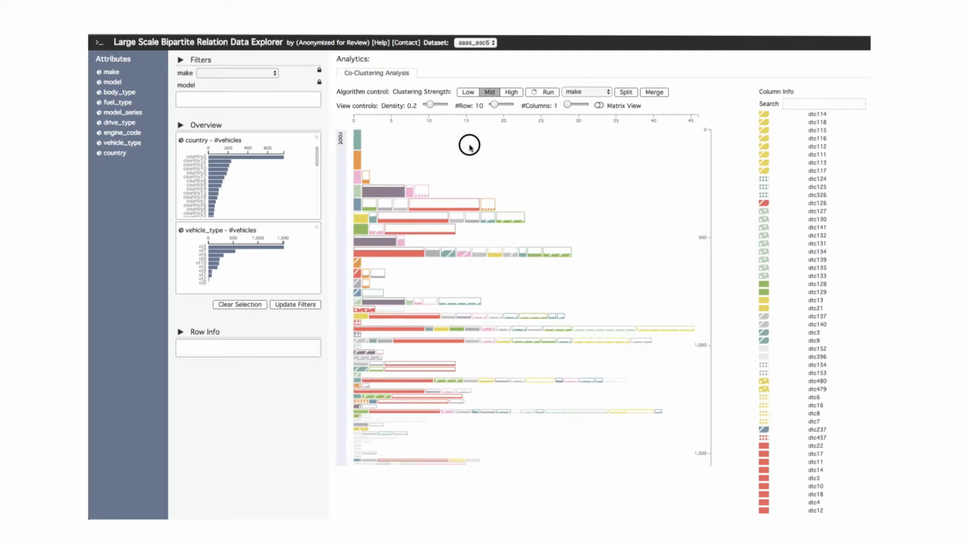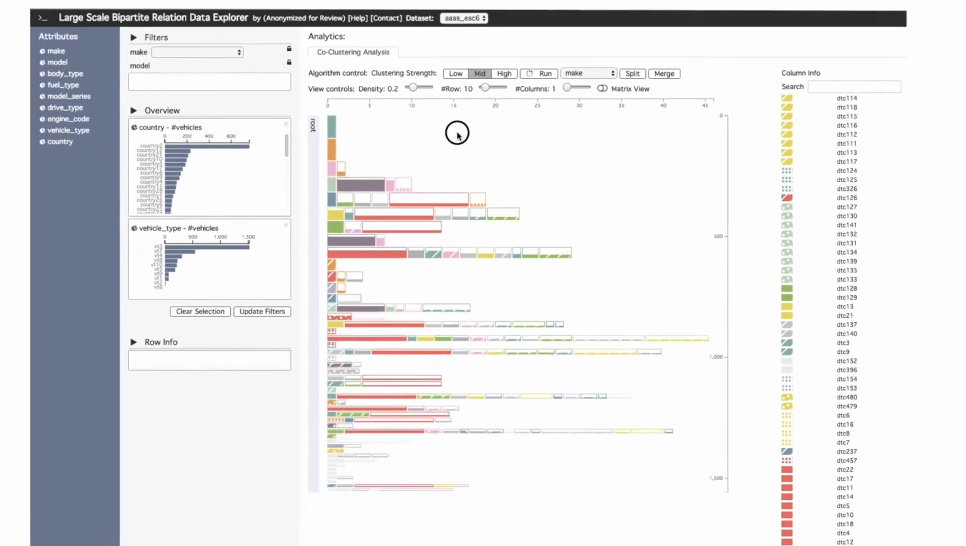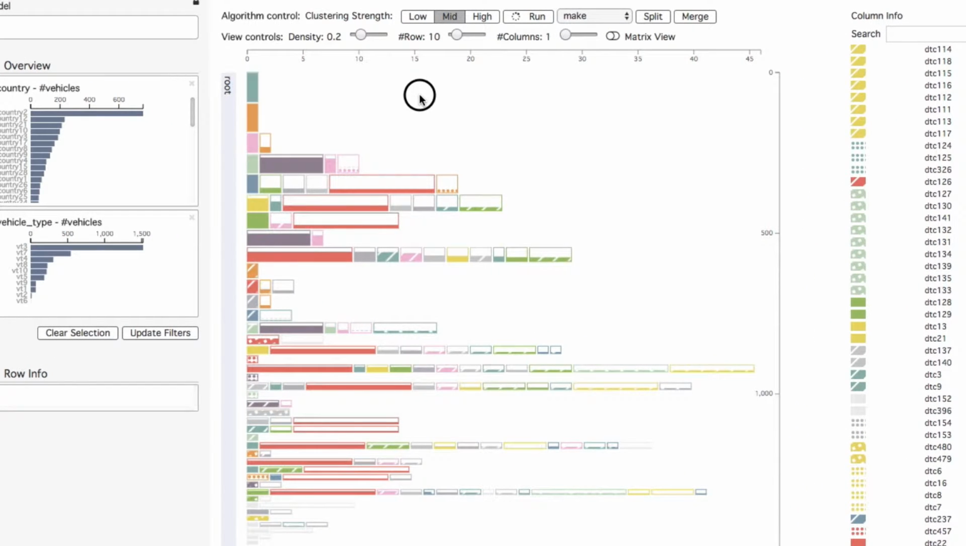Next, we demonstrate two example usage scenarios with real-world data. The first usage scenario is vehicle data analysis. The main task is to understand the fault occurrence patterns in vehicles to enable experience-based repair and large-scale troubleshooting. The analyst first loads the data into the system. She first filters the data to a particular model and runs the co-clustering algorithm.